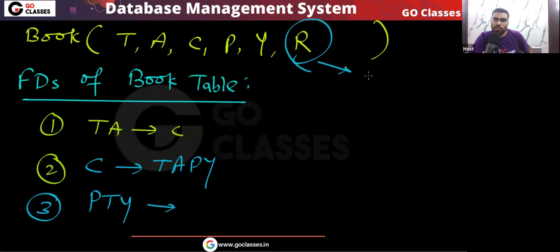Price, this is your price. So PTY determining R. So these are the FDs. Is this clear? Please tell me. These are the FDs of the book table.